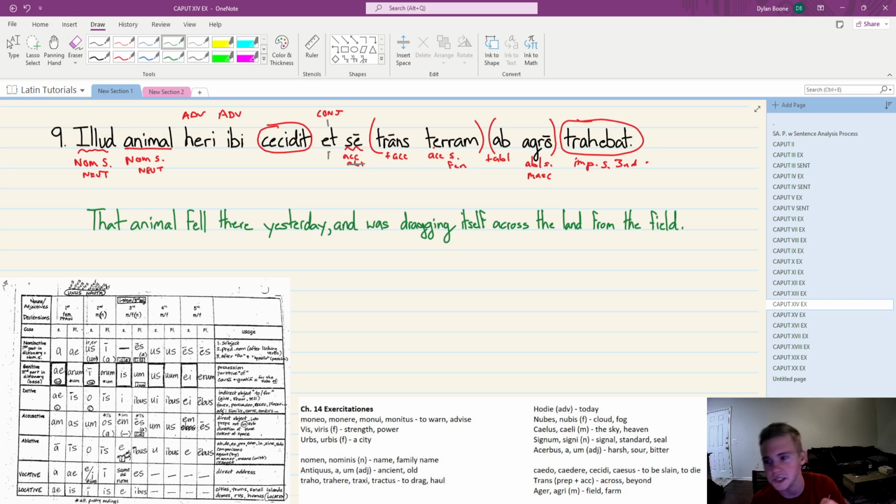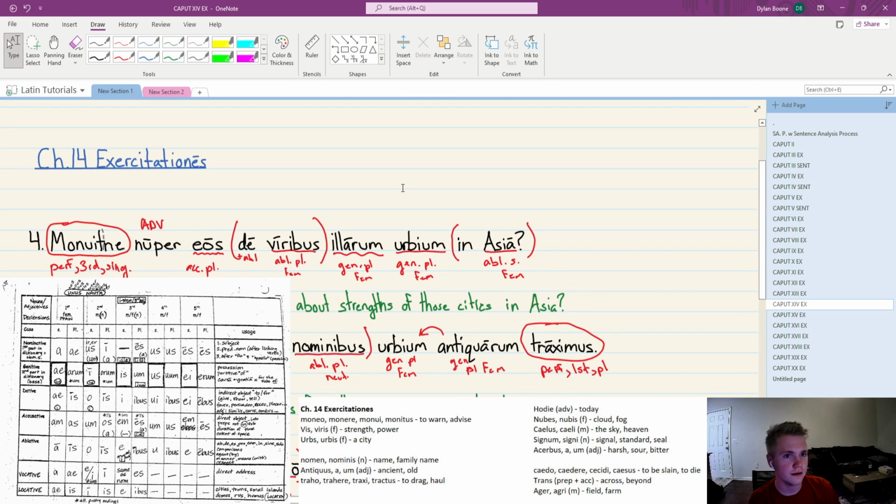And this is a good example of the tenses order here. Pluperfect is in the past more than perfect, which is in the past more than imperfect, right? To present. So it first fell yesterday, and it was then dragging itself, so you can see that the falling action happened first in the past. So yeah, that is chapter 14.